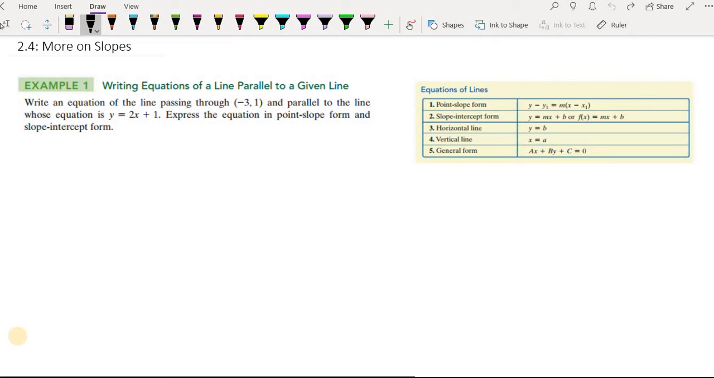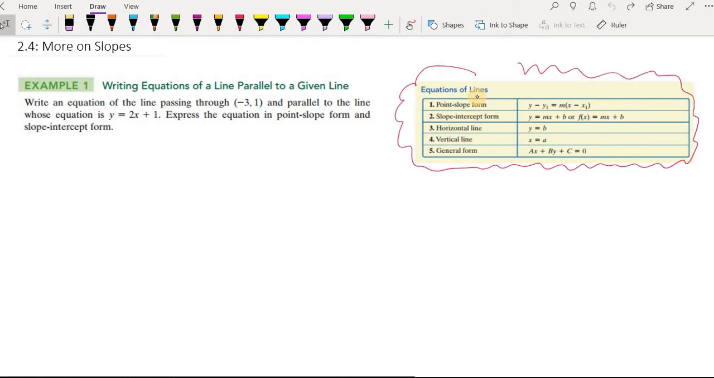Hello guys, today we're going to study 2.4, more on slopes. Before we start example 1, please pause this video and make sure you have written all the different forms down, so that on your tests and quizzes you can do well, okay?